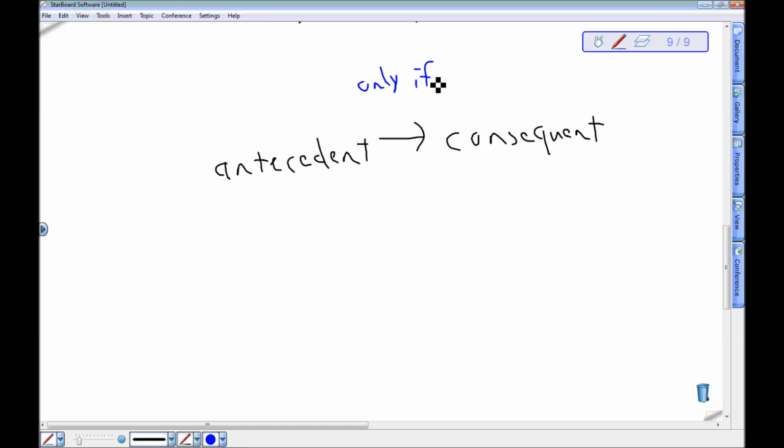Okay, I like to put only if here over the arrow, because if I have an only if, that says the consequent is going to come right after it. And then also, things that are sufficient come before the arrow, things that are necessary come after the arrow. If I can keep this little picture in my head, it'll really help me when I'm trying to symbolize if-then statements or conditional statements.